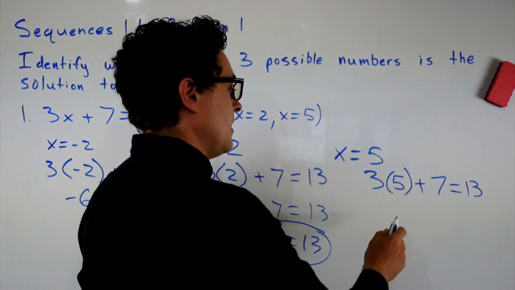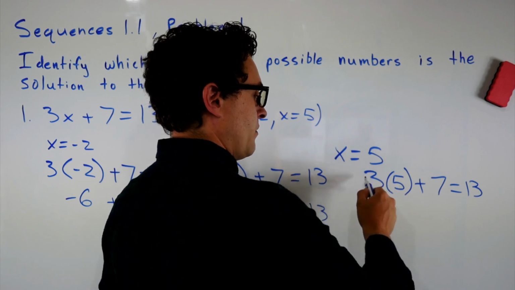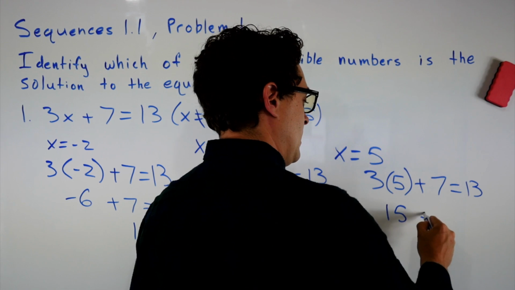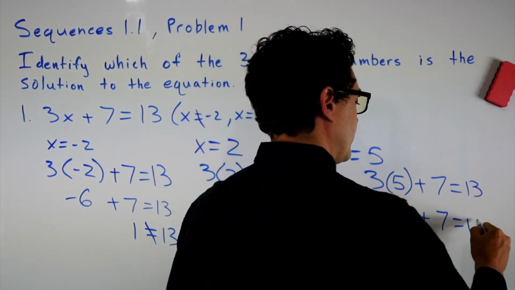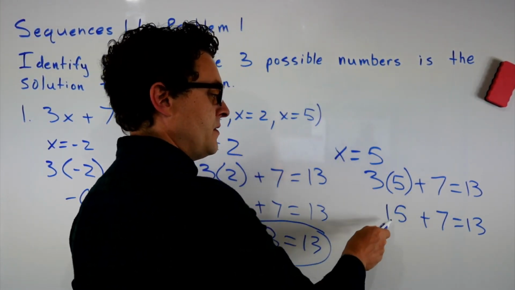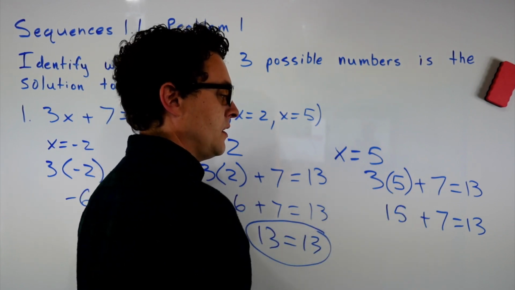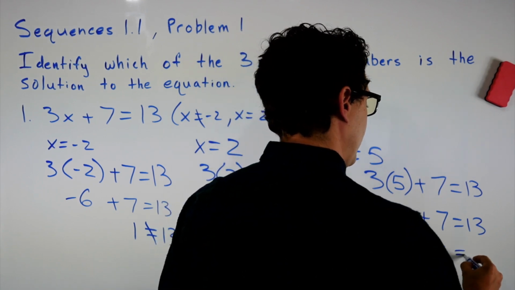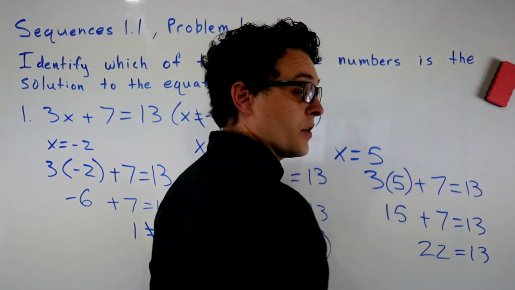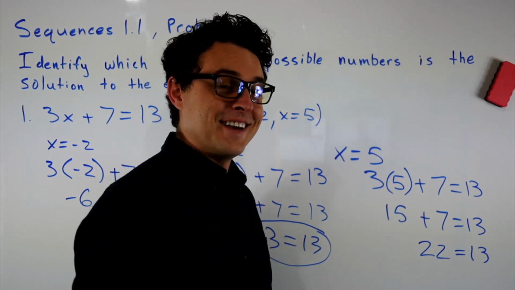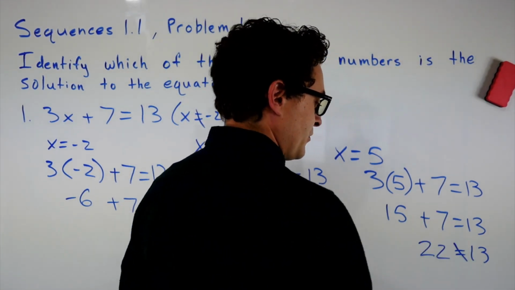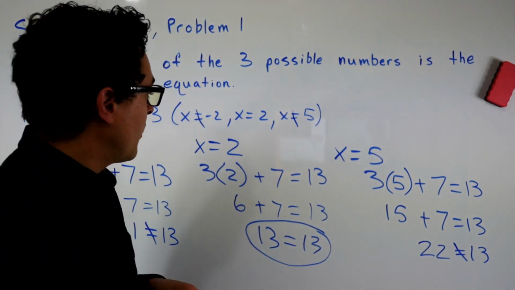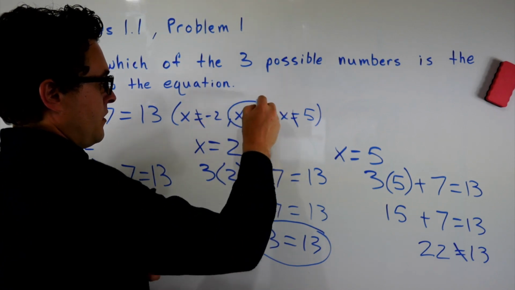Now I'm going to multiply 3 times 5 just like we've done in the past, and that's going to be 15. Then I'll bring down the plus 7 and the 13. 15 plus 7 is equal to 22. And we get 22 is equal to 13, which is definitely not true. So that is not a solution. 22 does not equal 13, and so x does not equal 5. So our solution is x equals 2.